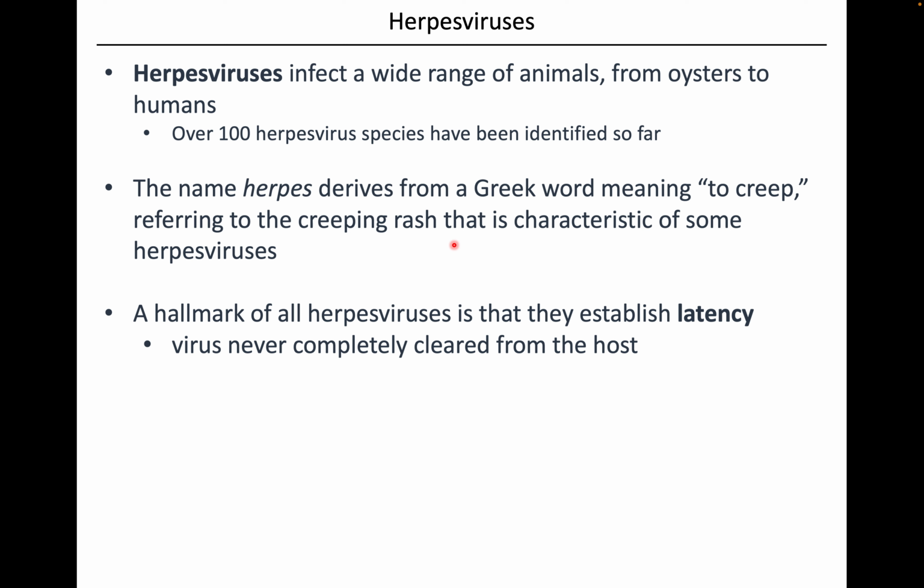And there's lots of different herpes viruses that have been identified, over 100 different species so far, infecting a very wide range of animals. We're obviously just going to focus on the human herpes viruses here.